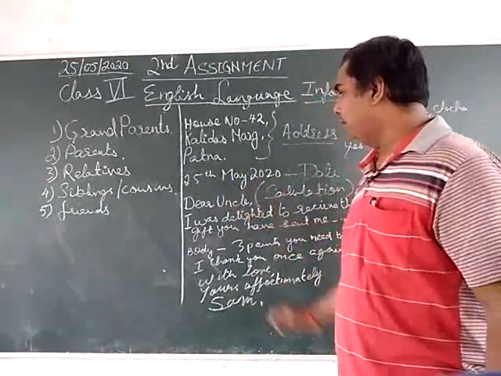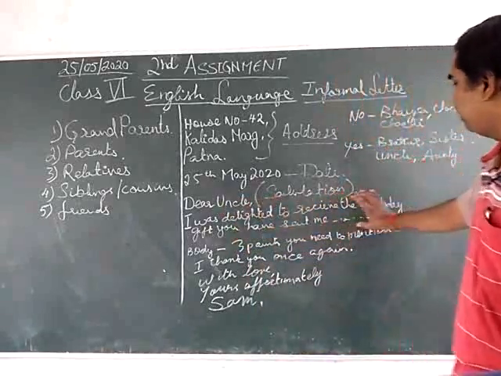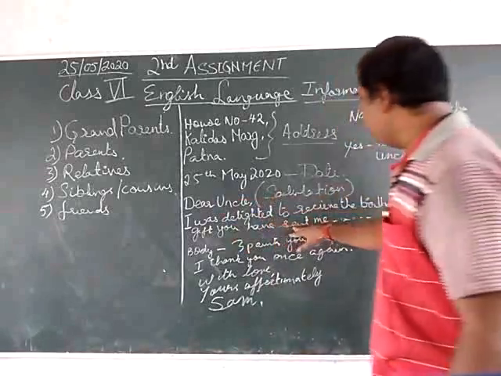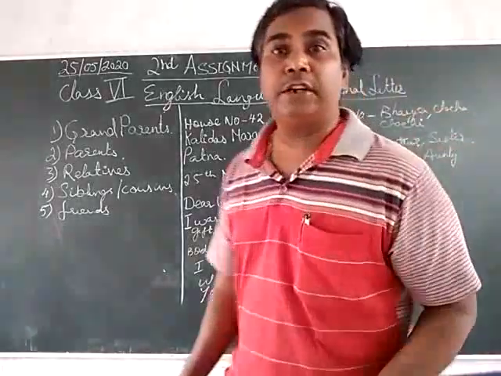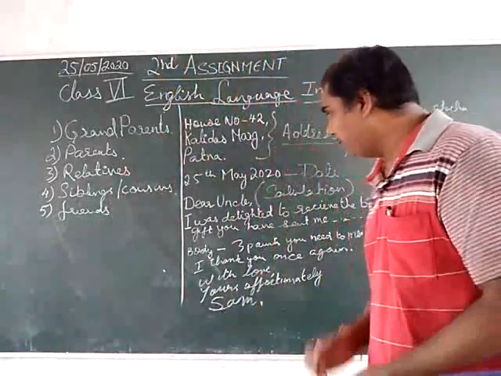So, dear uncle, now this part you need to mention: I was delighted to receive the birthday gift which you have sent me. So you need to mention to your uncle that you were delighted. You are happy that you have received that money.